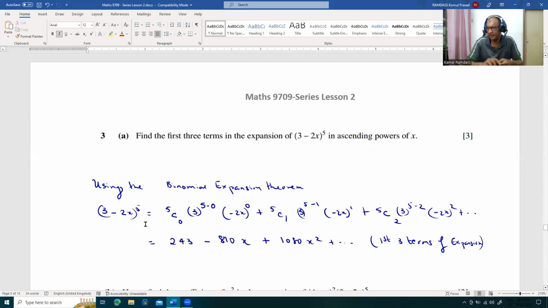Là, mon expand 5C0, 3 to the power of 5 minus 0, minus 2x to the power of 0. OK? 5C1, 3 to the power of 5 minus 1, minus 2x to the power of 1. 5C2, 3 to the power of 5 minus 2, minus 2x to the power of 2. Basic binomial expansion. OK? Binomial theorem. Bon, il y a 243 moins 810x plus 1080x squared, the first three terms of the expansion.